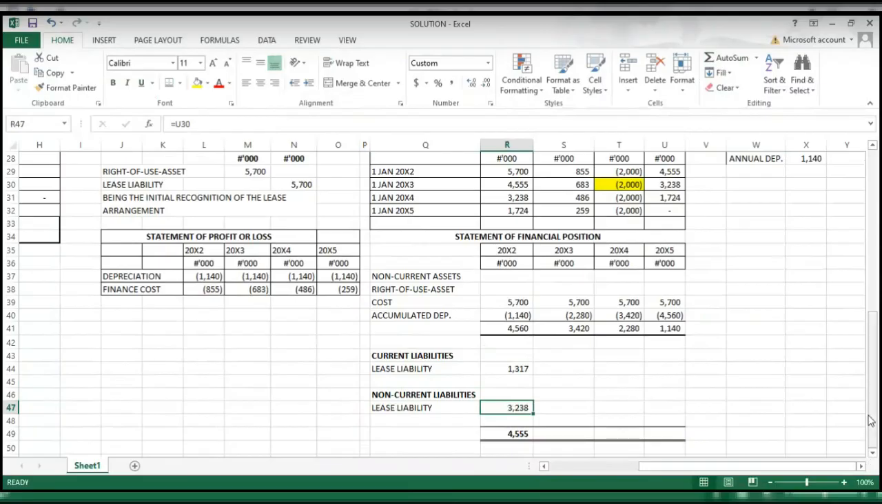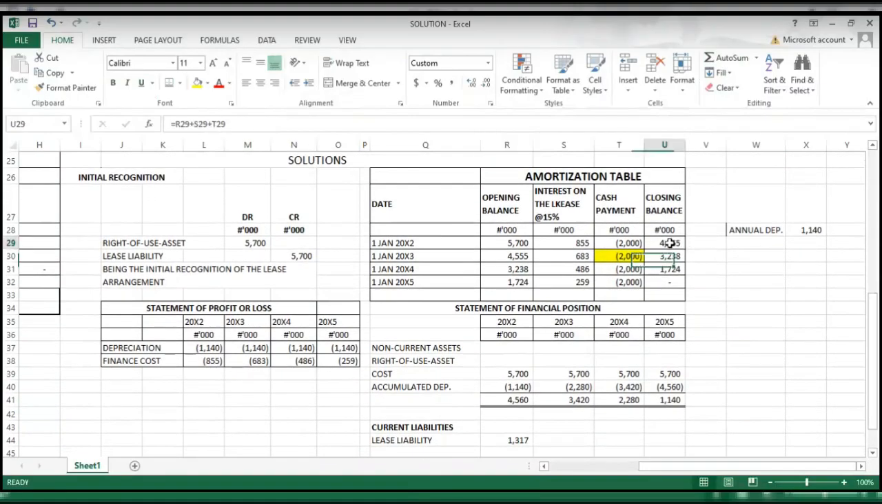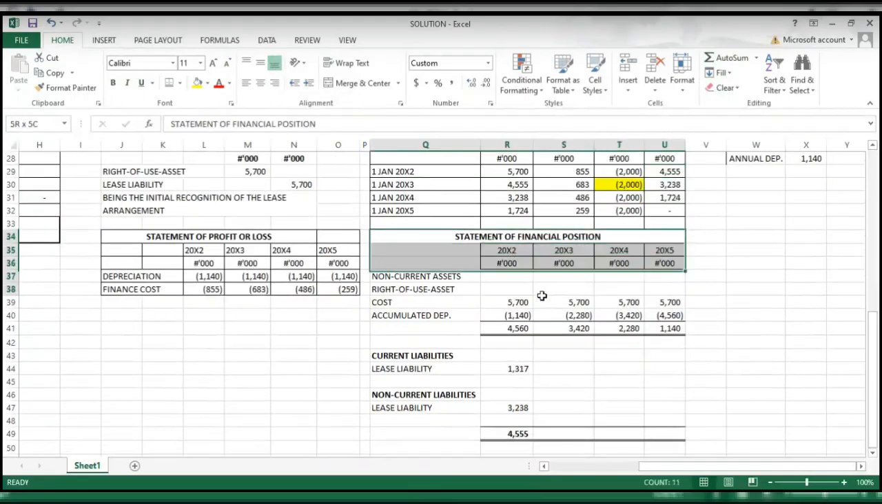So if you look at it here, this is the closing balance of this lease liability at the end of year 1. And if you check in the balance sheet that we're just preparing now, it agrees with the closing balance. The difference is this interest that is paid. This money that is paid every year is supposed to be the liability, but an element of this money is the interest.